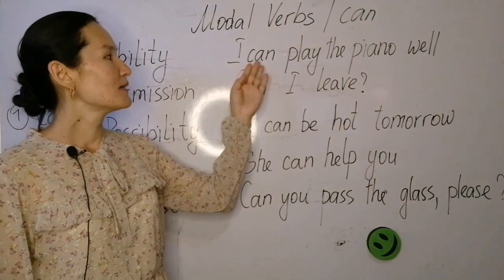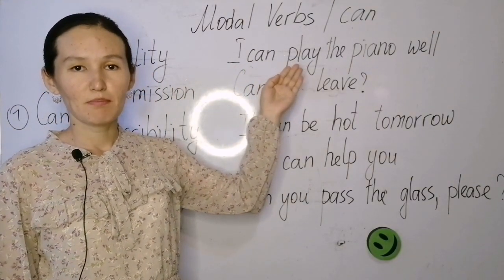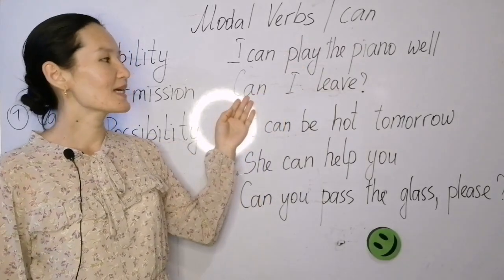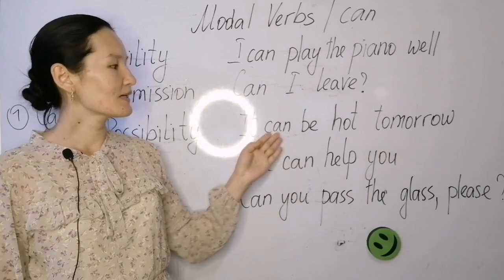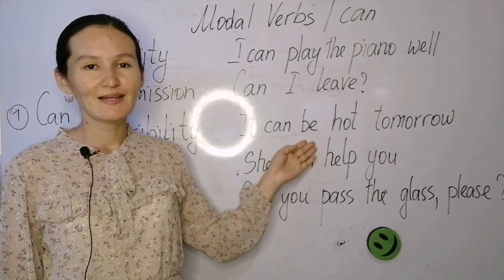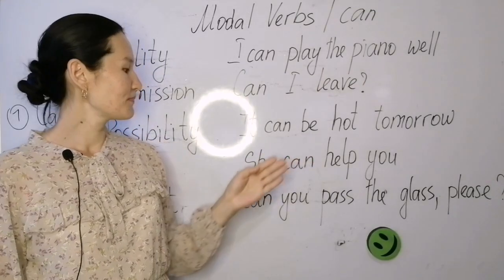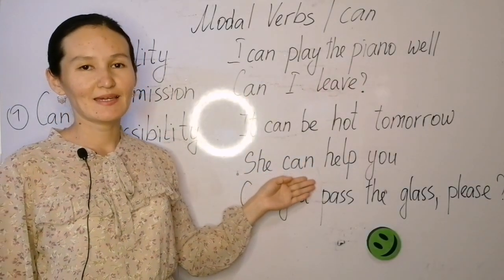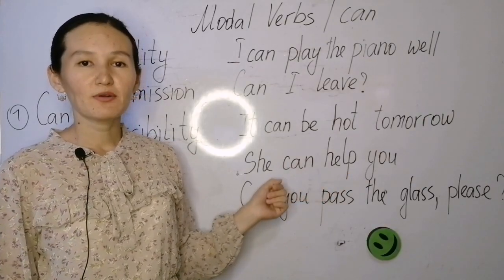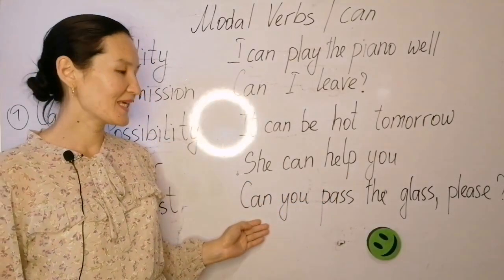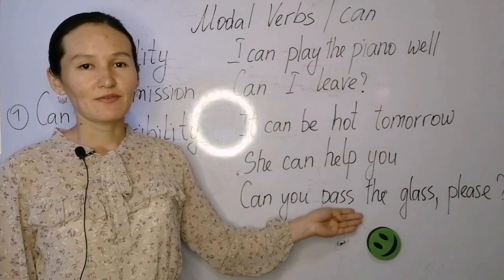So here, after can, we can see the verb play, bare infinitive. Again, can be. The verb is in the base form. Again, can. The verb is in the base form or bare infinitive. The same, can, and the verb pass is bare infinitive.